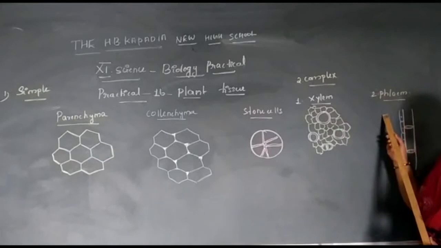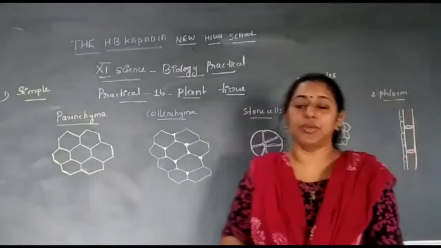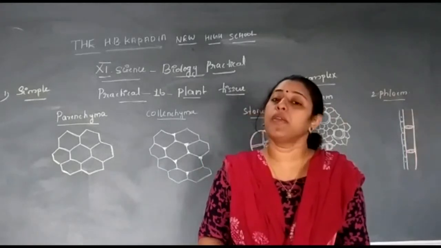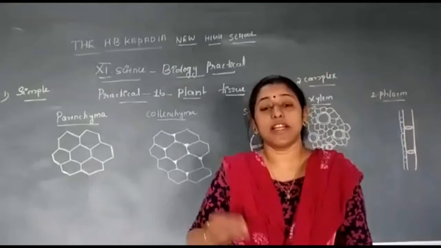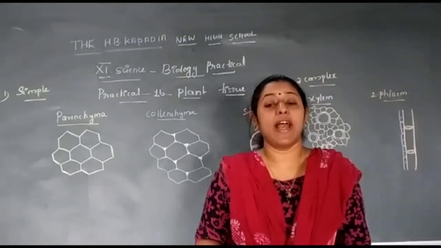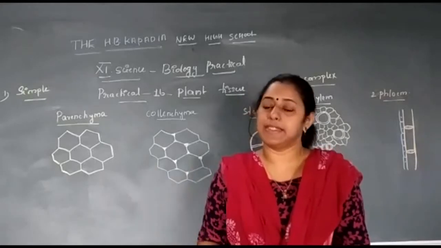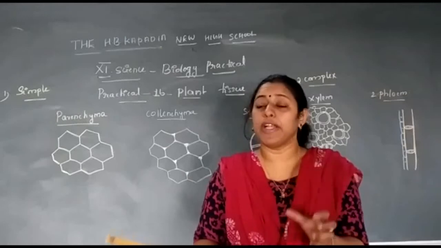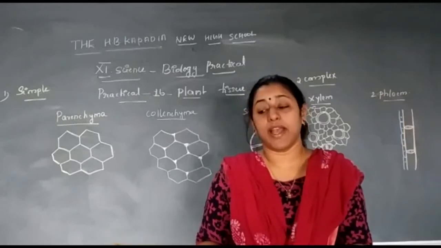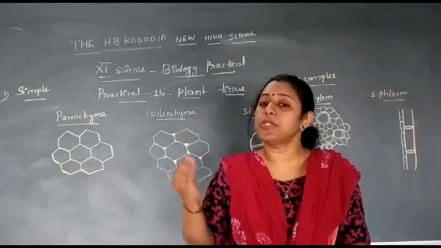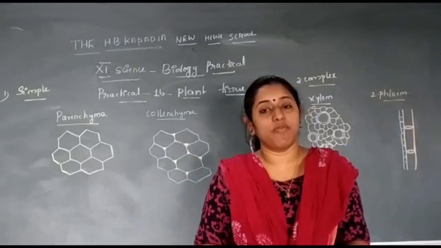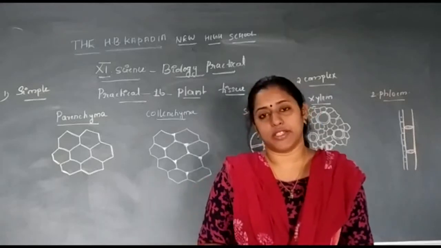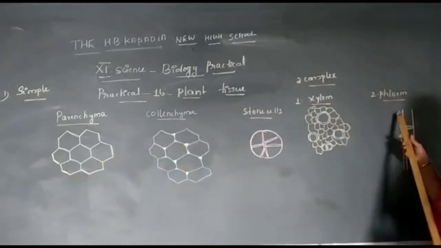Now phloem. Phloem is also a complex permanent tissue because it is made up of phloem parenchyma, phloem sclerenchyma, also called phloem fibers, and then the sieve tubes and sieve cells. Phloem parenchyma and phloem sclerenchyma are providing a packing structure, whereas the sieve tubes and sieve cells are responsible for food conduction. As you know, phloem is responsible for food conduction.